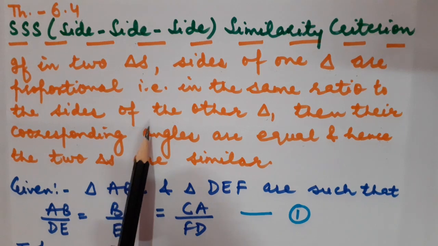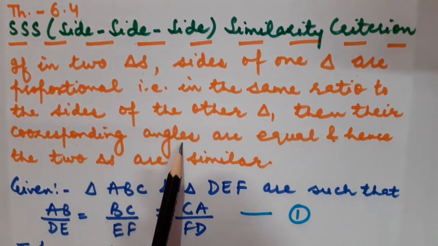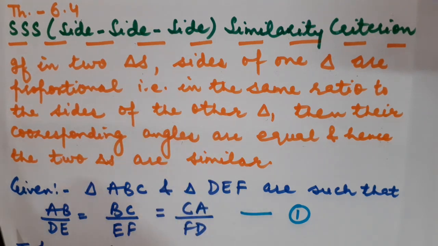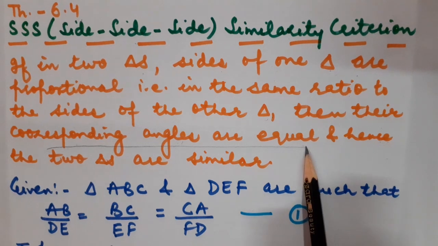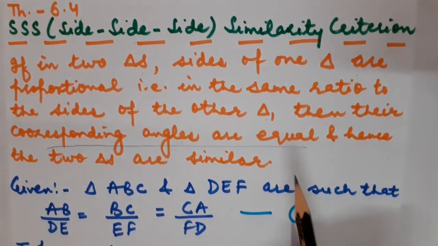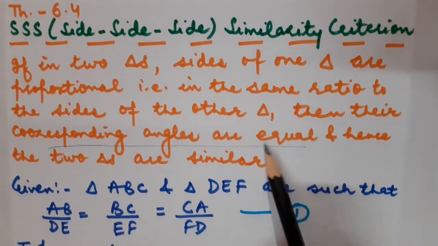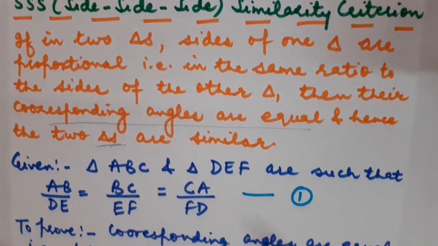This has been given to us, and we will have to prove that corresponding angles are equal. In AAA we had been given angles equal. Here we are going to prove that corresponding angles are equal. Fine children, so when we prove that both the conditions are satisfied, then we can say that both the triangles are similar to each other. So now let us start.